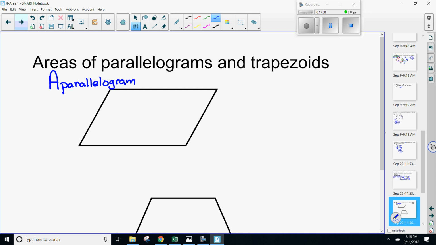Ooh, is the wind picking up? Sounds windy out here. All right, area of a parallelogram.